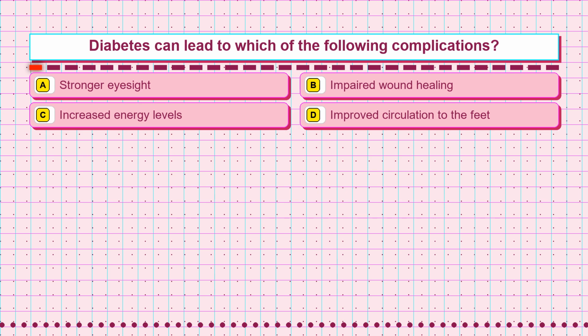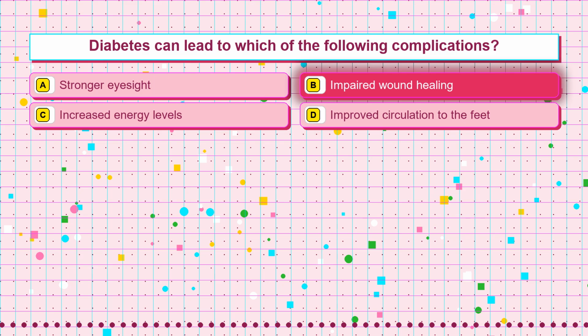Question 34. Diabetes can lead to which of the following complications? Option A, stronger eyesight. Option B, impaired wound healing. Option C, increased energy levels. Option D, improved circulation to the feet.